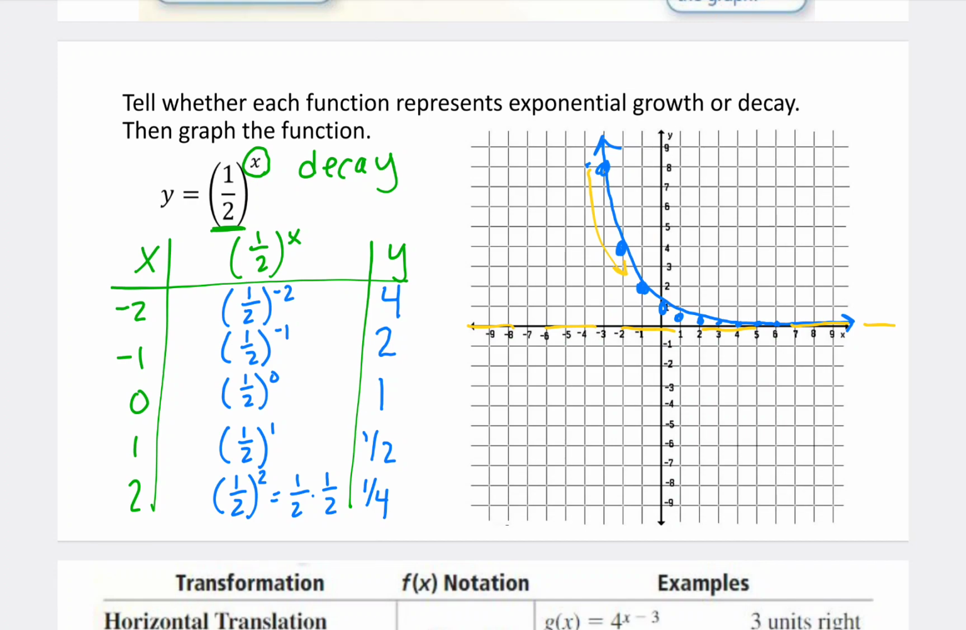So the domain for all exponential growth and decay functions is all real numbers. You can plug in any number for x that you want. But the range is always going to be limited based on where your asymptote is. So because our asymptote is here, all of our points are above that line. So all of my y values are bigger than 0.